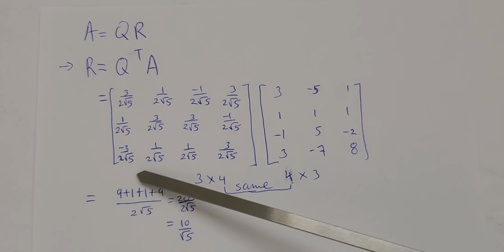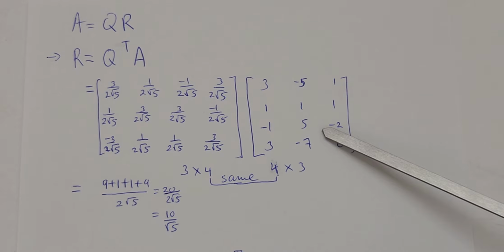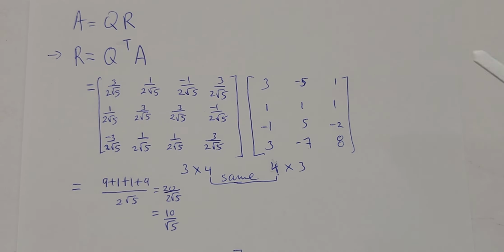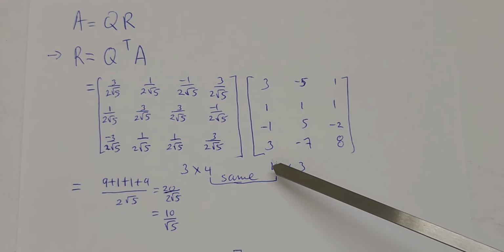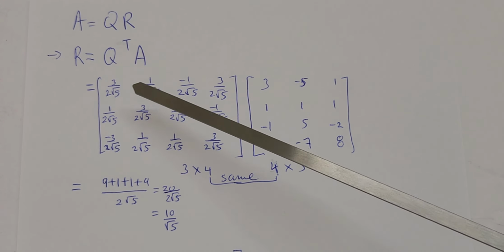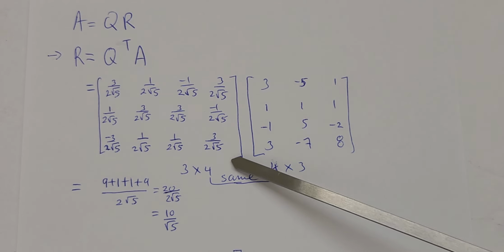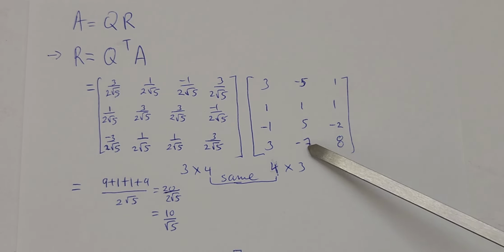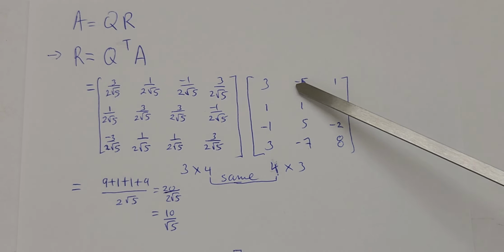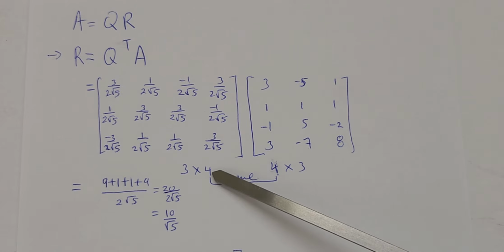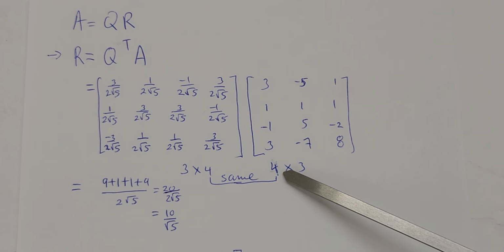So here is QT, which is being transposed. This is the original matrix. And make sure to follow the rule of multiplying matrices, that these two numbers should be the same. This number and this number should be the same, then you can multiply. So I have 3 rows, 4 columns, and 4 rows and 3 columns. Make sure that this number and this number are the same using the matrix multiplication rule.